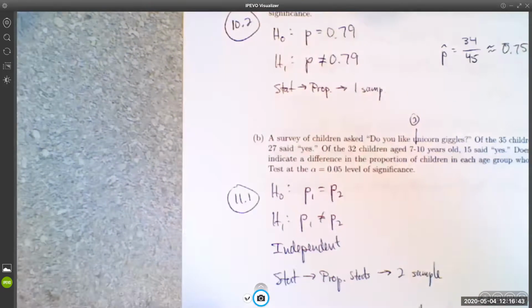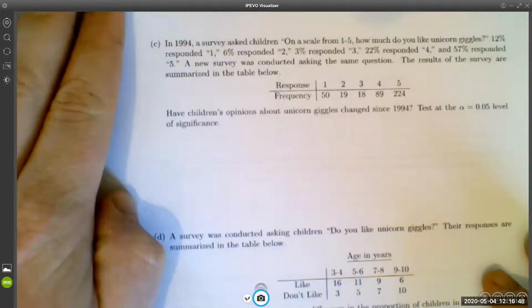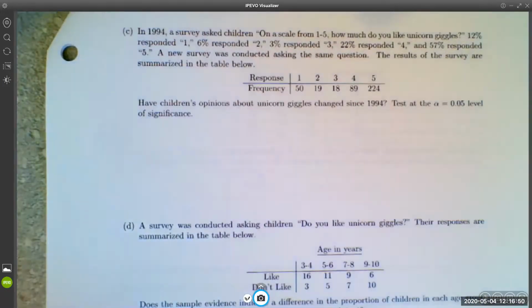Okay, moving on. Part C says, in 1994, more unicorn giggles. In 1994, a survey asked children on a scale from 1 to 5, how much do you like unicorn giggles? 12% responded 1, 6% responded 2, 3% responded 3, 22% responded 4, and 57% responded 5.